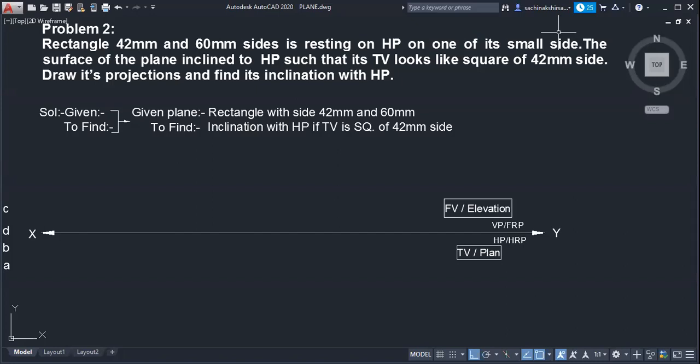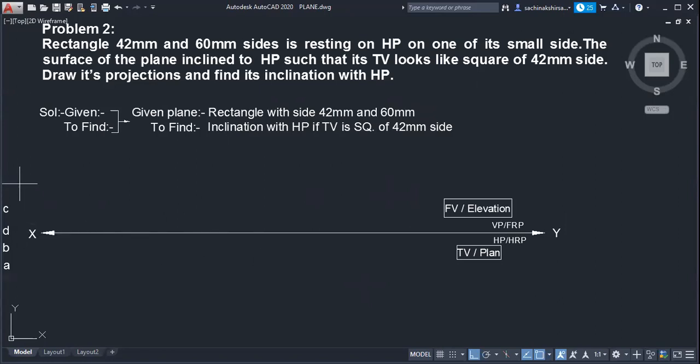Shall we start? In the first problem, inclination with HP was given as 45. Here we know now, as we have solved the first problem. But let us cross-check ourselves whether we are getting 45 or some other. That's why we will solve this problem. Shall we start?